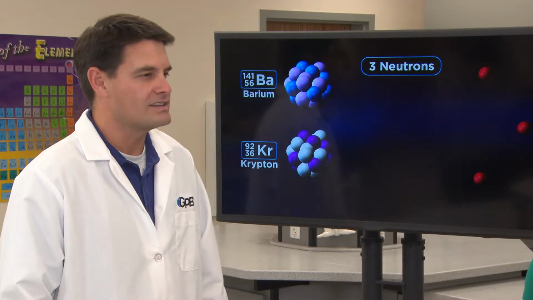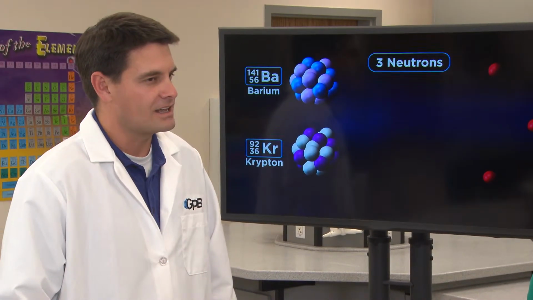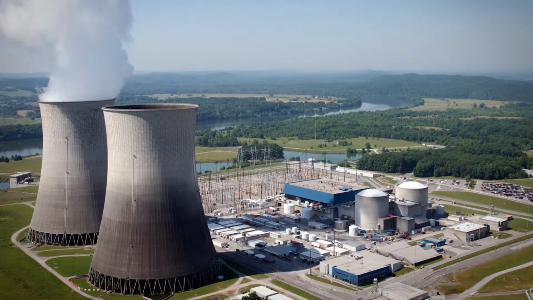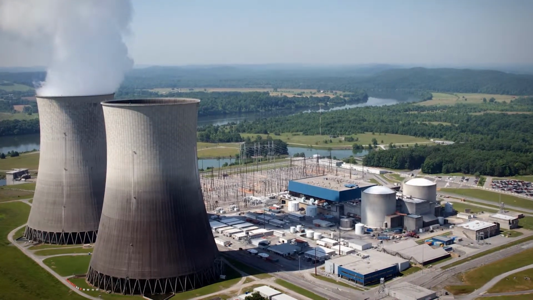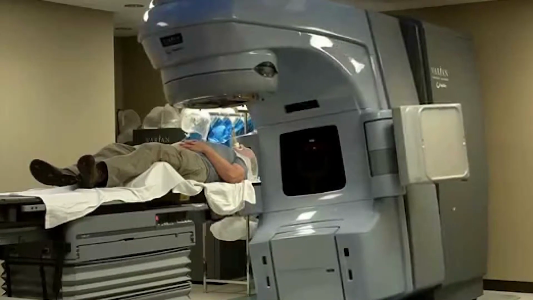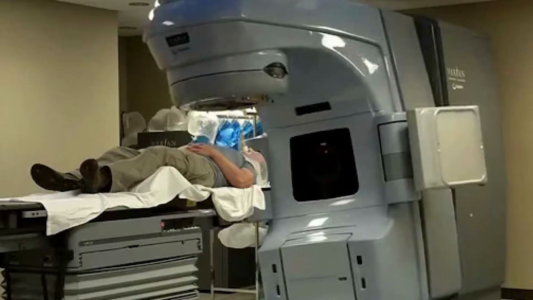So let's explore ways in which radiation is important in our everyday lives. Who can give us an example? Don't nuclear power plants use the heat from uranium decay to make electricity? And I believe cancer patients sometimes get treated with high energy radiation, like gamma rays.